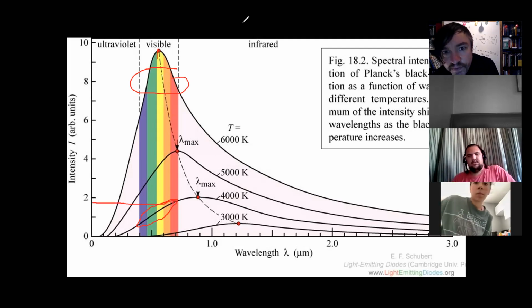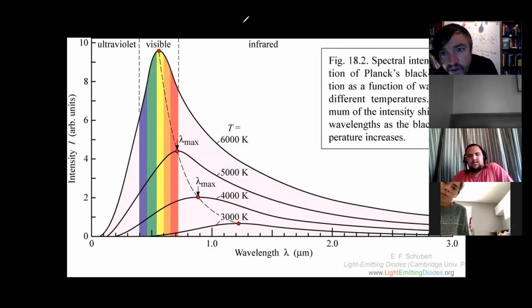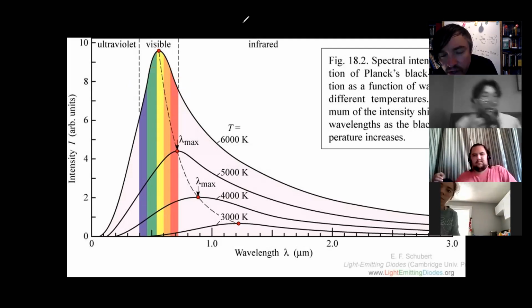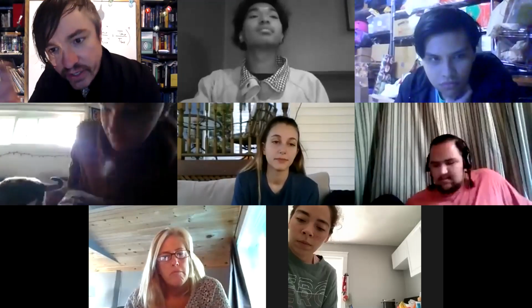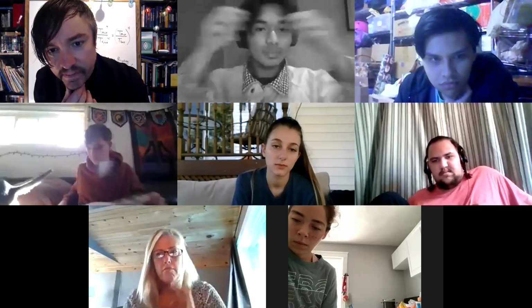So you're still getting white because you're mixing all these colors together, but it's kind of a rosier, reddish, orangey white. So Christopher, the sun today from Earth actually looks kind of yellowish. I bet that if the sun was 4,000 Kelvin, it would look a bit more reddish in our sky. But from outer space, it would probably still appear white.